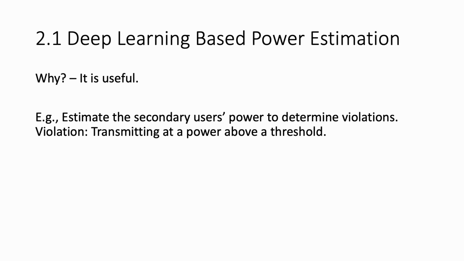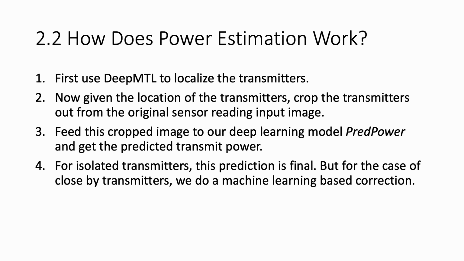Deep learning-based power estimation. Why are we doing this? Because it is useful. For example, we can estimate the secondary user's power to determine violations, where a violation is a transmitter transmitting at a power above a certain threshold. So how does the power estimation work? There are roughly 4 steps.